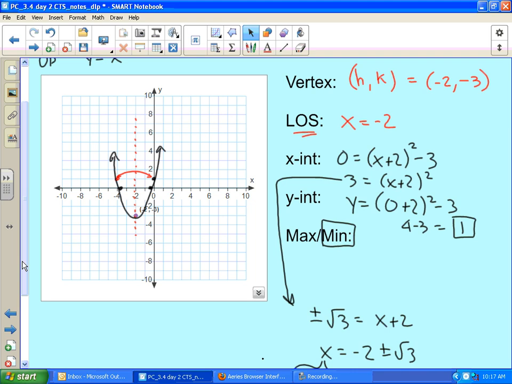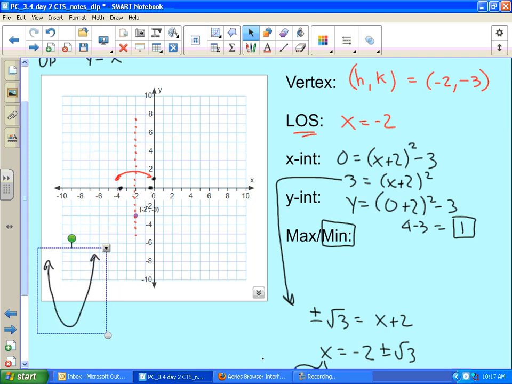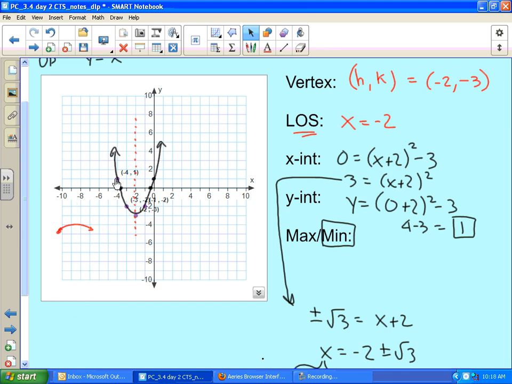So if I go from my vertex and I go left 2 and up 4, look at that. And then I go left 1 and up 1. And I go right 1 and up 1. And I go right 2 and up 4. It was the same graph we just generated, right? It is amazing. Math is a 4-letter word for amazing. So there it is. It's the same graph.